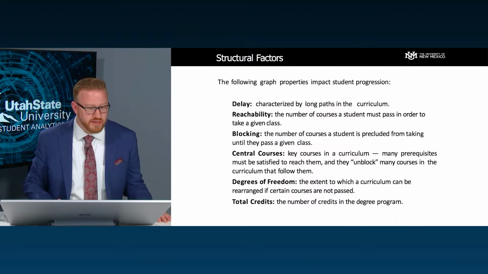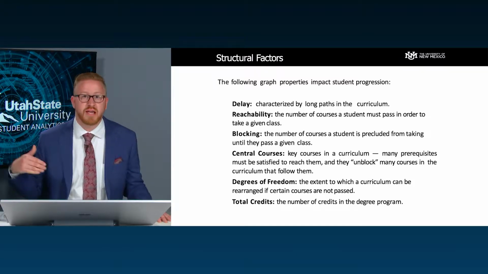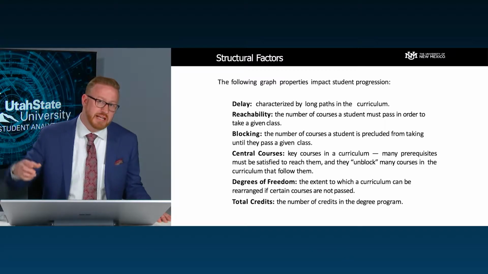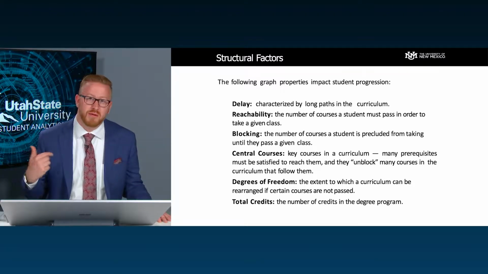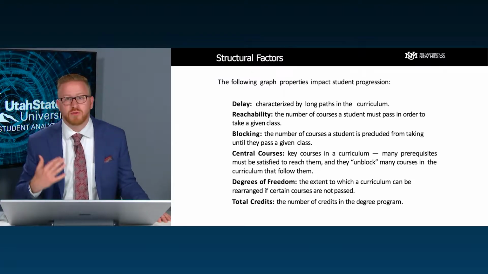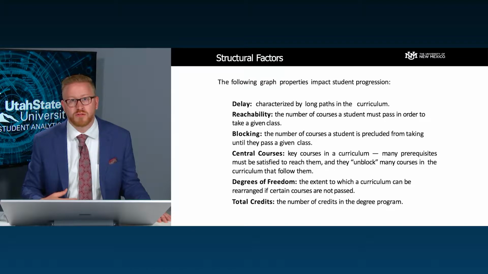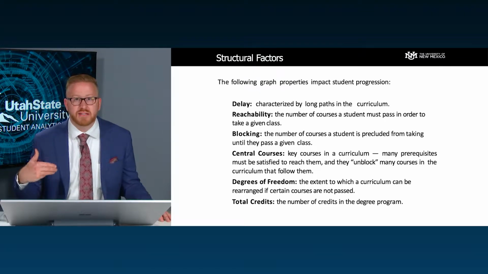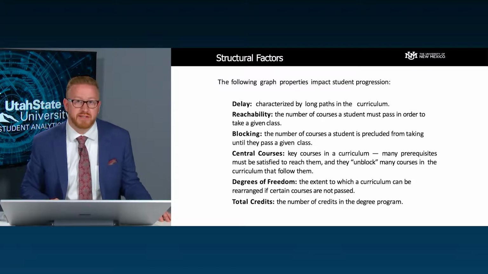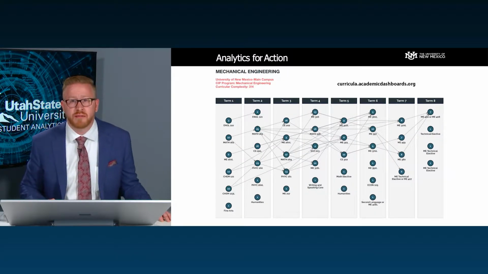The software itself includes all of these different metrics that Chooke and his team worked out. So delay, reachability, blocking, central courses, degrees of freedom, total credits. These are metrics that are defined in the program that help the program user, the analytics end user, to actually think through how is the way that we have designed any given course of study impacting students' ability to maintain momentum towards graduation. This is how the actual program looks.